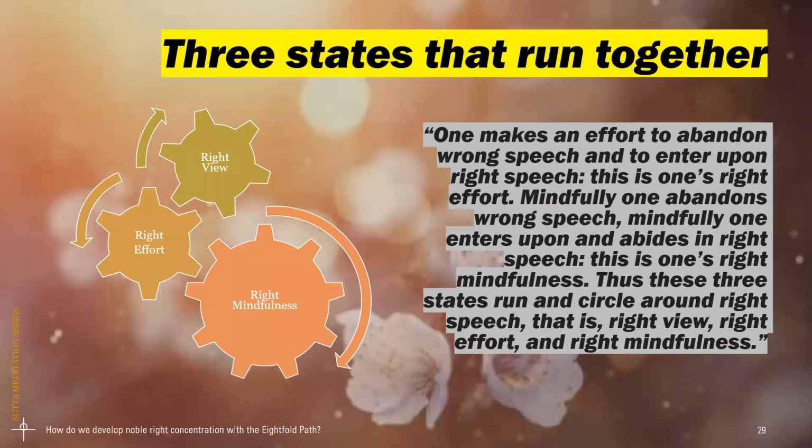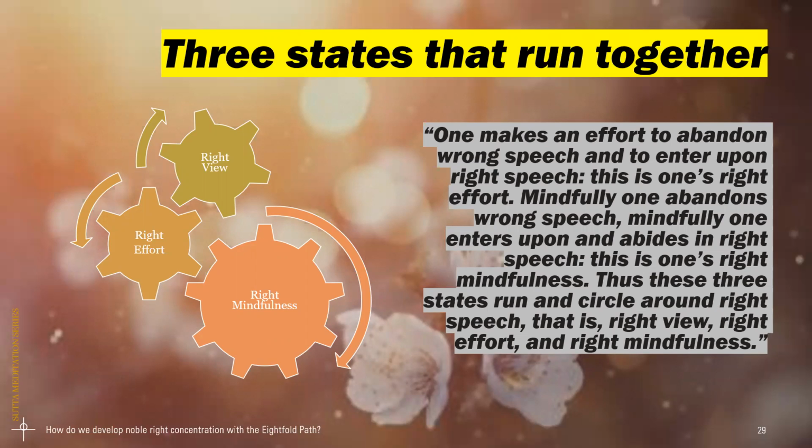So again, the Buddha says the same thing, that these three states run in circle together. So we make the effort to abandon wrong speech, enter into right speech. This is our right effort. Mindfully, we abandon wrong speech. Mindfully, we enter upon and abide in right speech. And again, this is our right mindfulness. So these three states run together: right view, right effort, and right mindfulness.